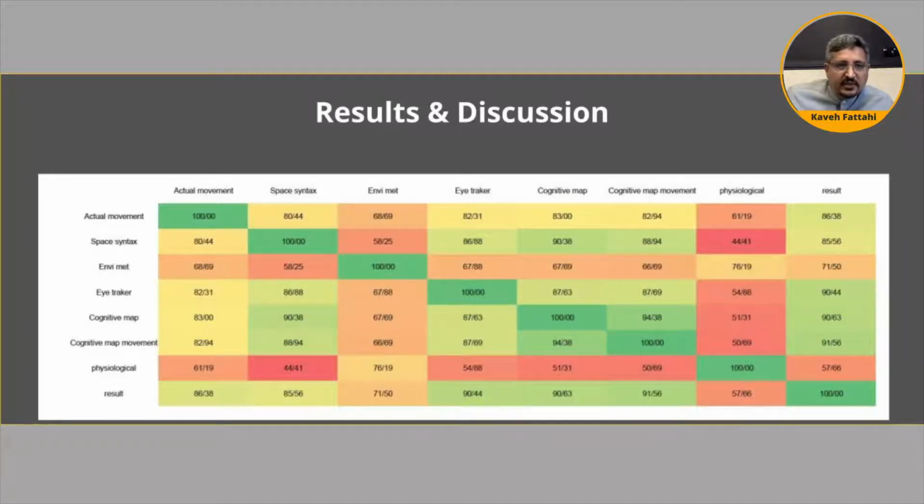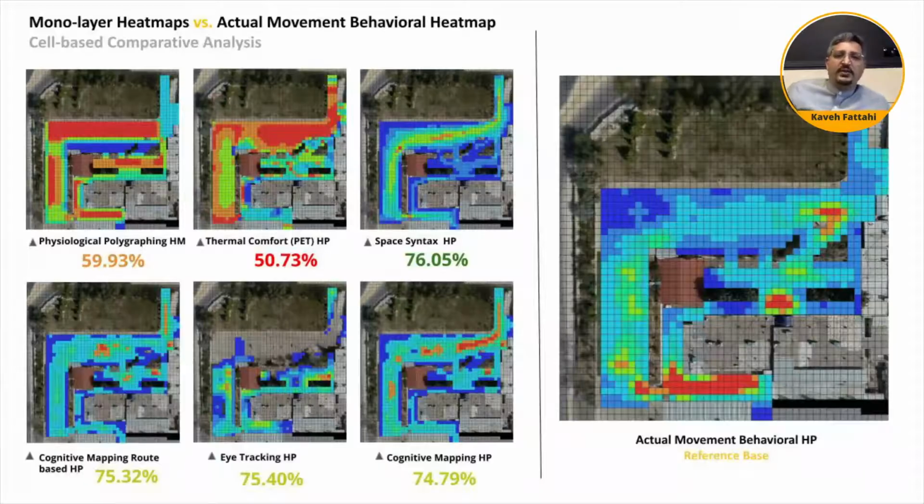As you can see, some layers show more integration with the others, like eye tracking and cognitive map with the final correlated layer, or space syntax with cognitive map, while some others show less similarity. More importantly for us is how monolayer heat maps were compared with the actual movement heat map in a cell-based format. In this comparison, space syntax shows the most and thermal comfort shows the least consistency, respectively.